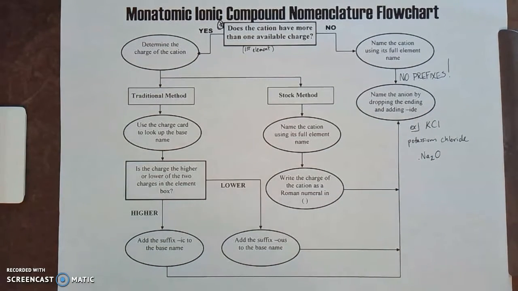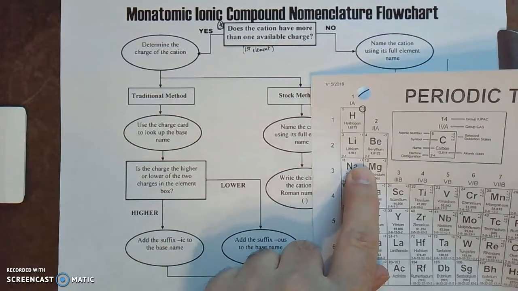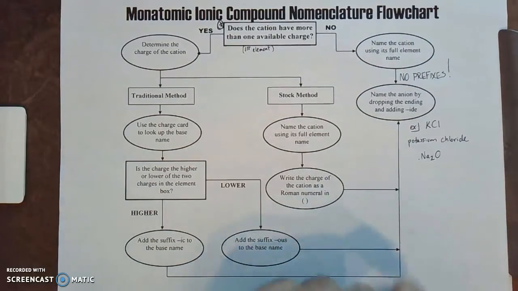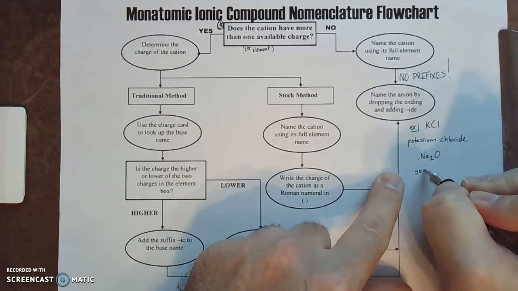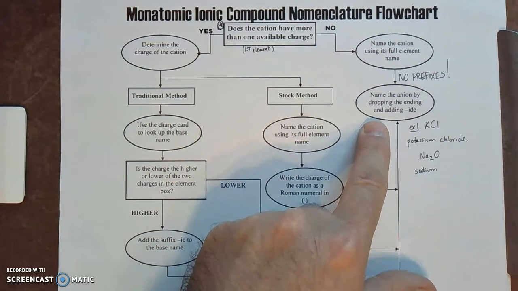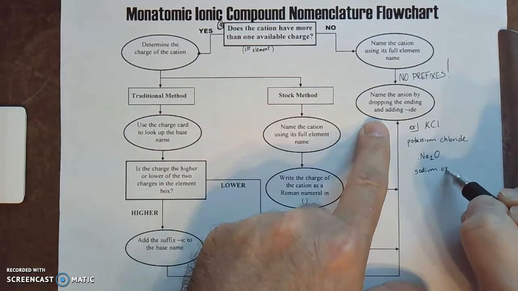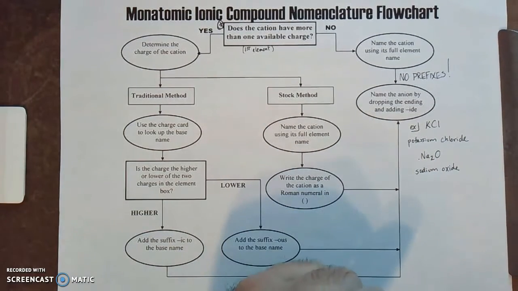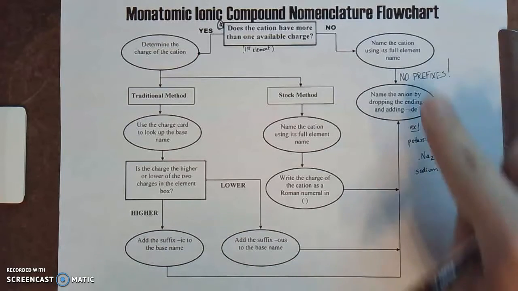If I looked at this compound, Na2O, and I look up Na on the periodic table, Na only has one possible charge, so I name it sodium. Name the second ion, the anion, by dropping the ending and adding IDE. Oxygen becomes oxide. It would not be disodium monoxide. It would just be sodium oxide. So that's the easy side.